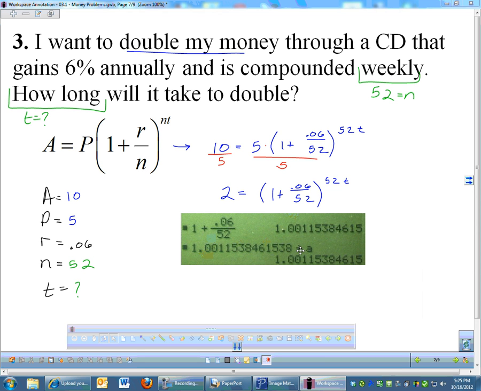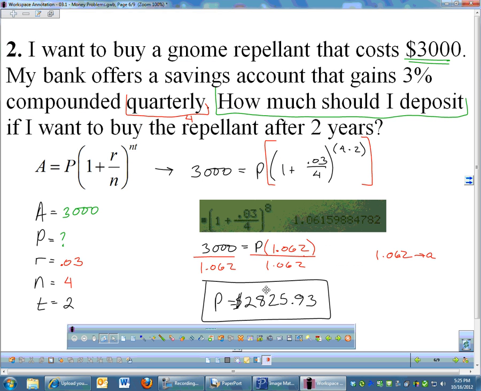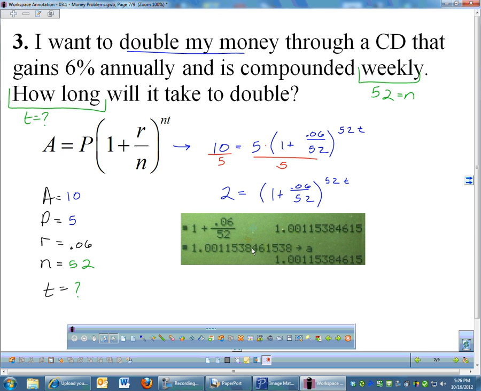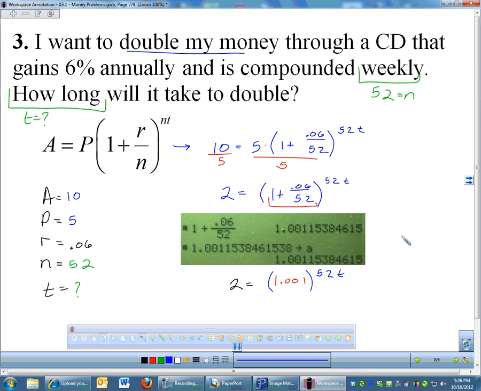Notice I also stored it for A. And even though I did have A previously stored for this problem, once I chose to store something else, it overwrites it. So on my paper, I'm going to write 2 is equal to, and my inside right here cleaned up to 1.001. I'm going to write that on my paper, but when I work this problem in my calculator, I need to be aware that 1.001 is now stored in my calculator for A.